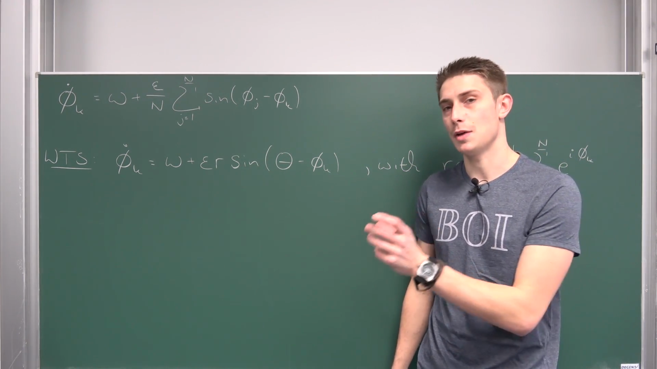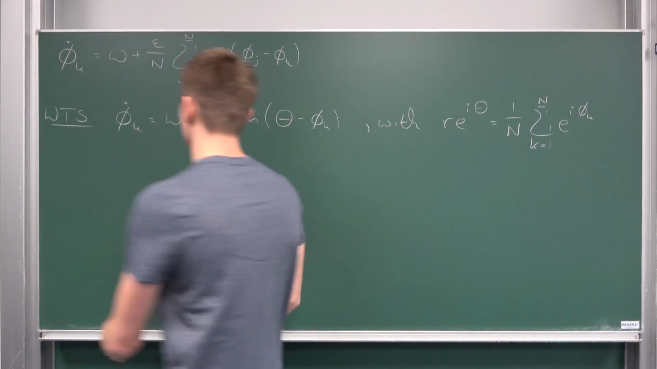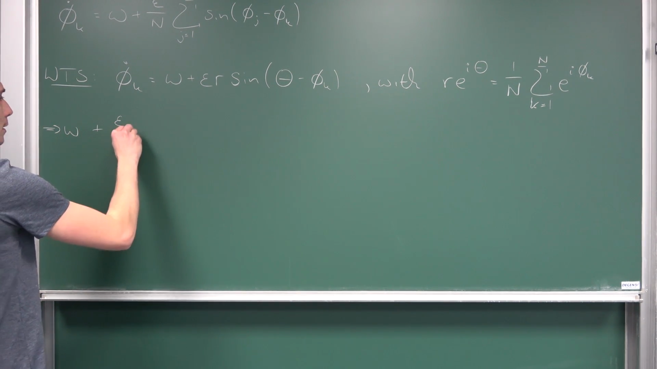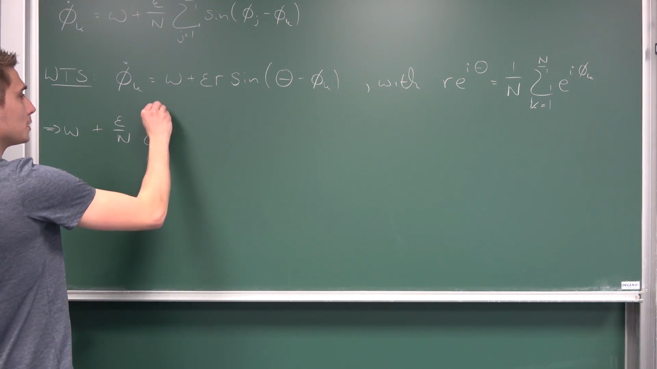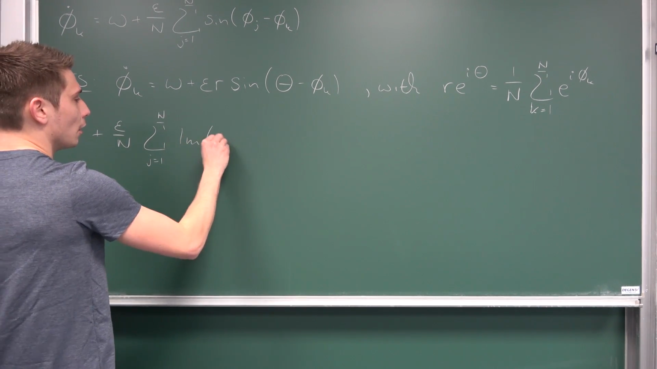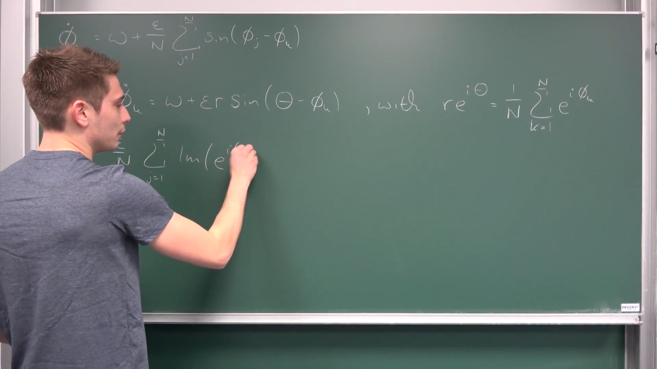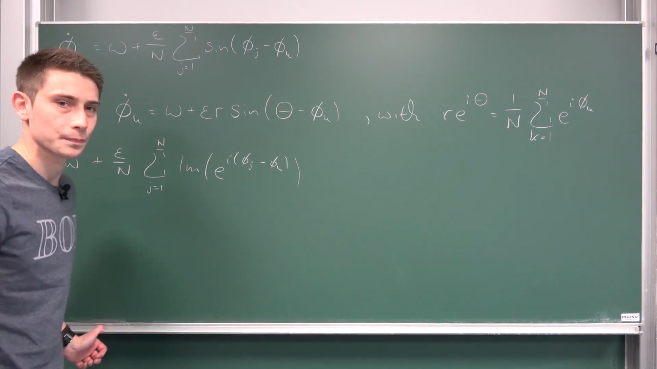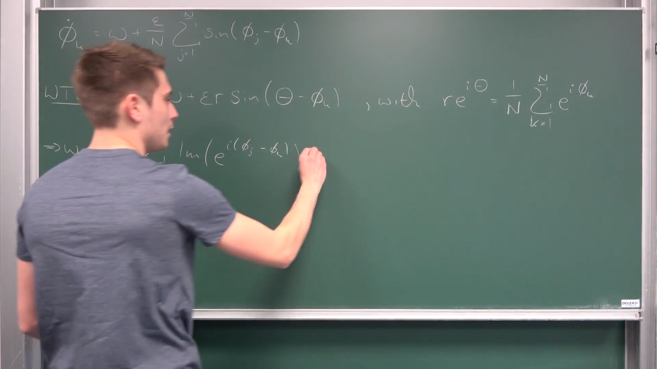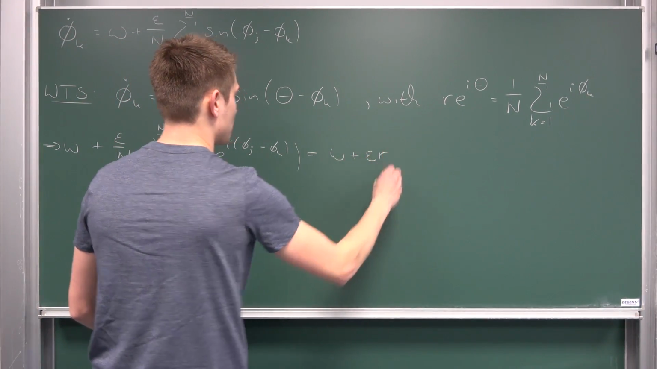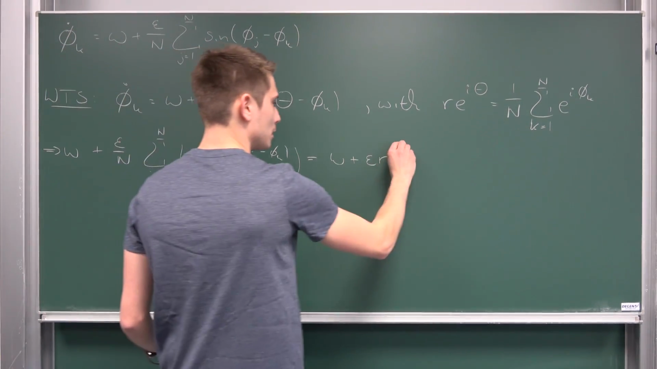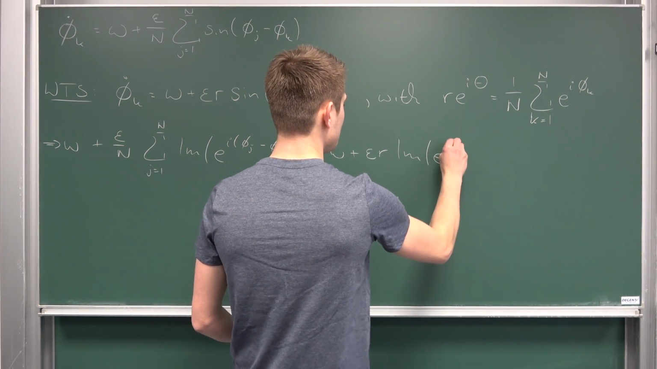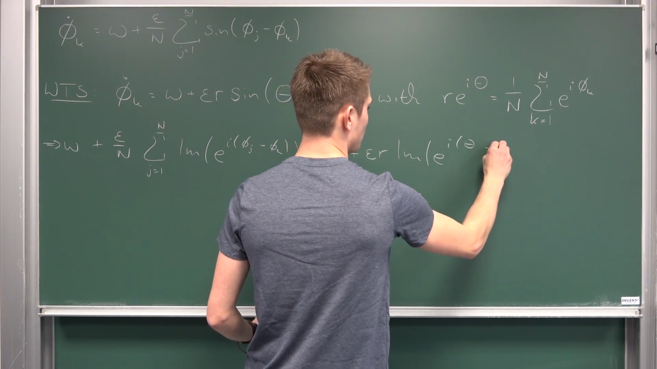The sine is nothing but the imaginary part of the complex exponential function. So we can rewrite this upper expression as omega plus epsilon over n times the sum running from j equals 1 to capital N of the imaginary part of e to the i, then we have phi j minus phi k. Phi j, phi k, whatever. That sounds ridiculous. And we want to equate it to this thing right here, omega plus epsilon times r times the imaginary part of the complex exponential function, where this right here is the argument. So we have e to the i theta minus phi k.